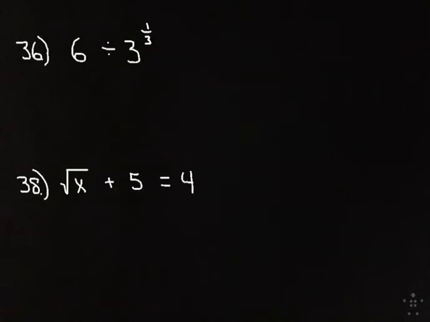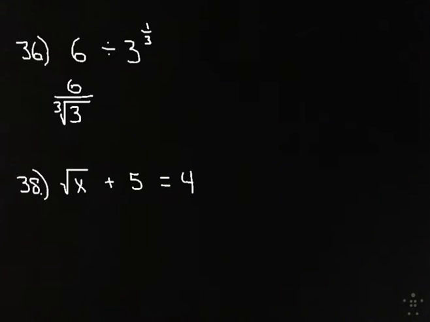Probably the easiest way is just to figure out what 3 to the 1/3 power is, if you're able to. And it is really just 6, and I'm going to write this as a fraction, divided by... Now, if I change that to a radical, what's that going to be? Cube root of 3, right? 3 to the 1/3 is cube root of 3.